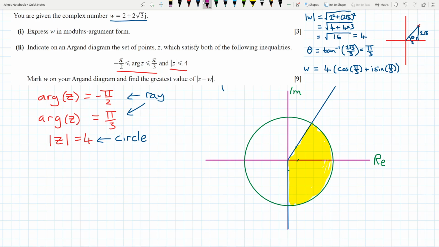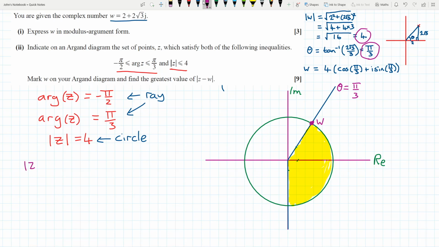Well, we found that the argument of W is pi over 3, and this line is at theta equals pi over 3, so we know it's on that line. We found that the modulus was 4, and we know that this circle has a modulus of 4. That means that I can say that my point W is on that point there, that intersection of that ray with the circle.